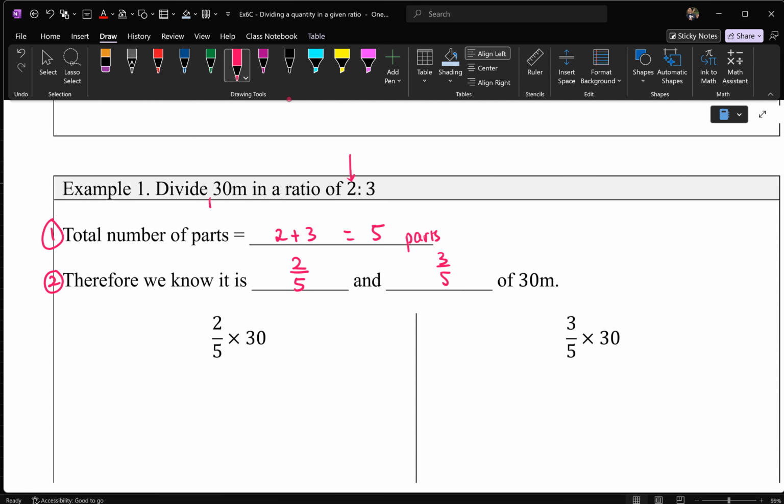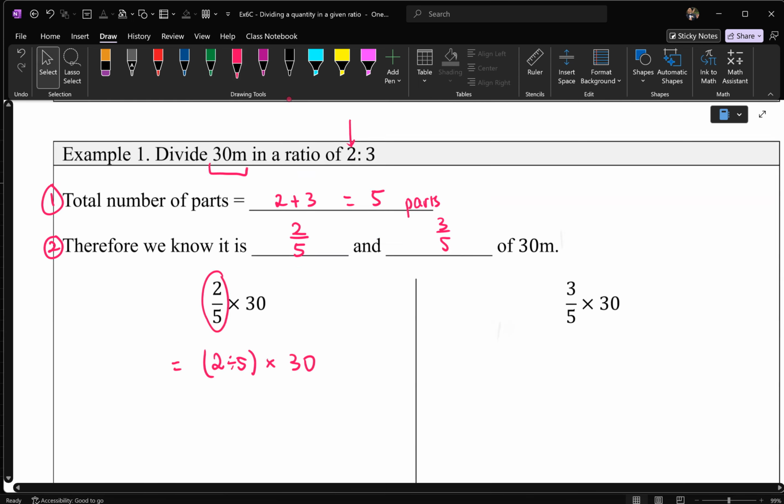Now what's the total? The total was 30. So you can type on your calculator 2/5, which on your calculator is 2 divided by 5. If you're using a scientific calculator where you can't type a fraction, please put brackets around them. Then you multiply that by 30, and you should get your answer.